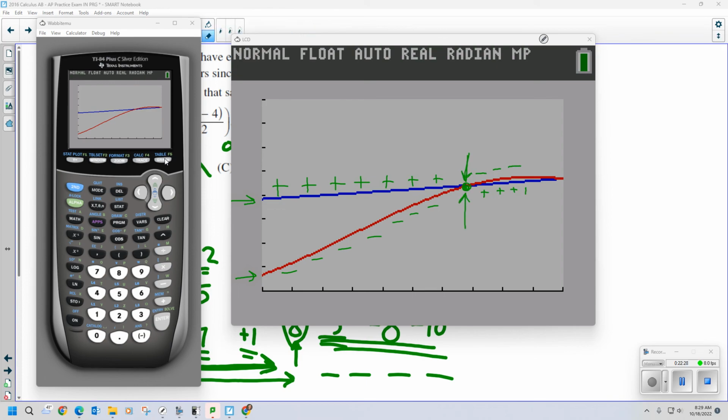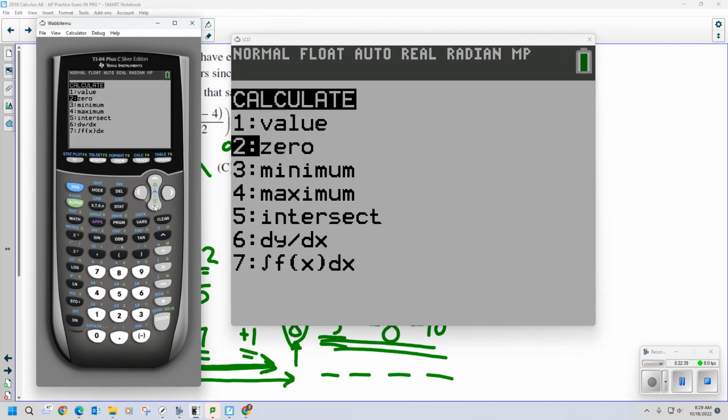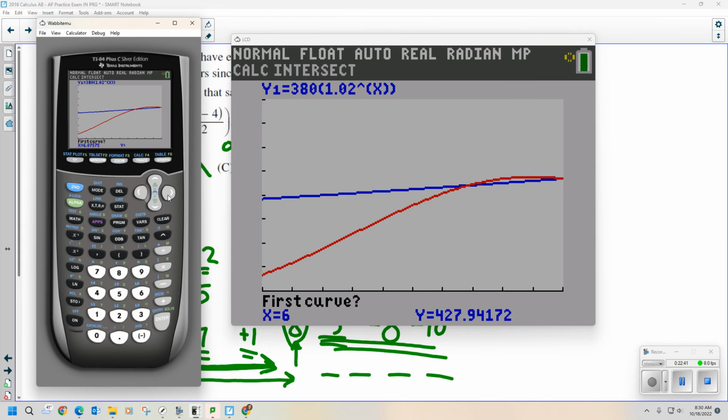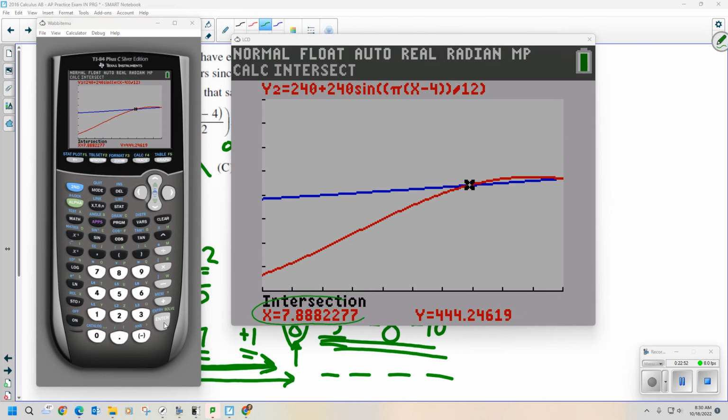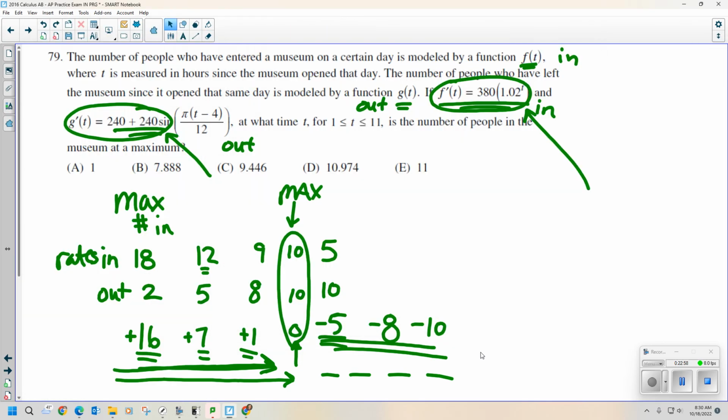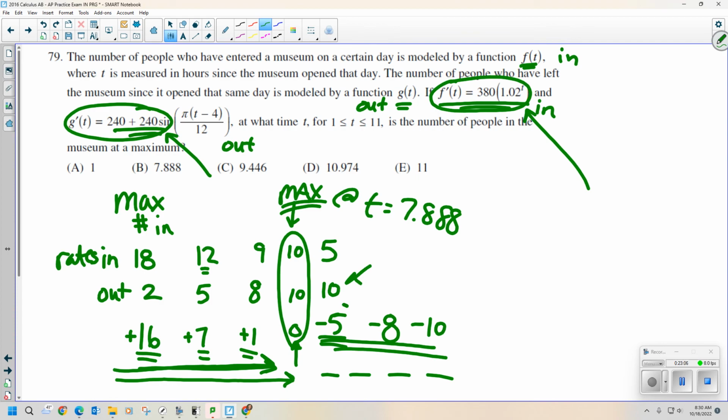I really just got to use my intersect function. Now for calculus, this really isn't that good of a problem that's performing calculus, because you're really just doing the intersect function. Hit enter 3 times, closer to this little point. 1, 2, 3. And that happens right here at 7.888. That's the hour. That's at time equals 7.888. Because after that, more people will leave, so I'll be losing people.